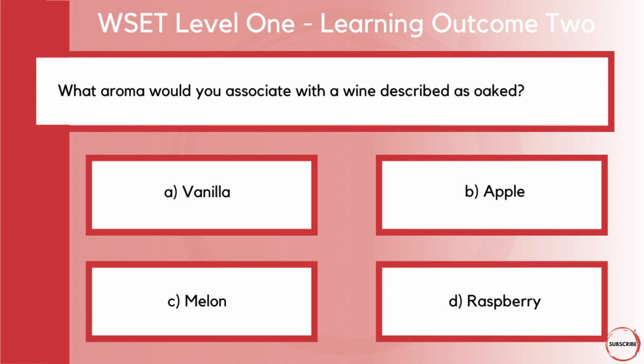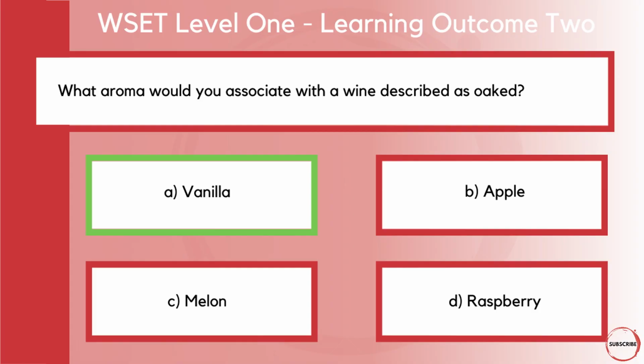Now, what aroma would you associate with a wine described as oaked? Would it be vanilla, apple, melon or raspberry? And again, you're going to be tasting a series of wines through the course. And through that and taking your notes, you'll be tasting some unoaked wines as well as some oaked wines. And your course tutor will help you understand the key aromas and flavours associated with an oaked wine. In the case of this answer, it's vanilla.